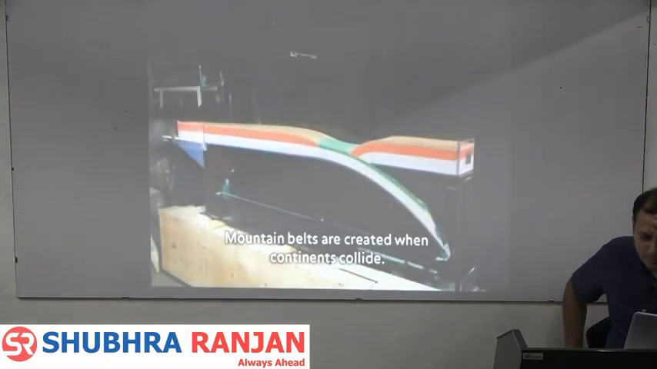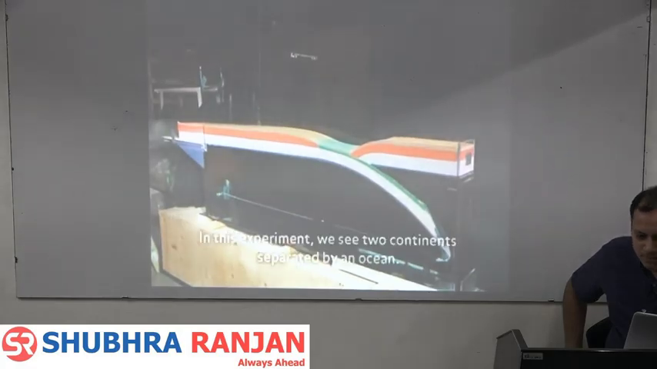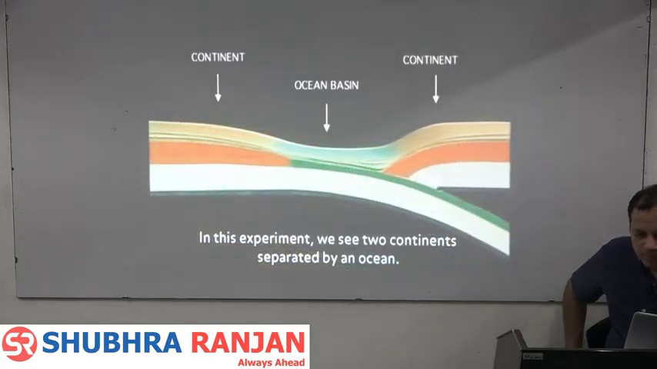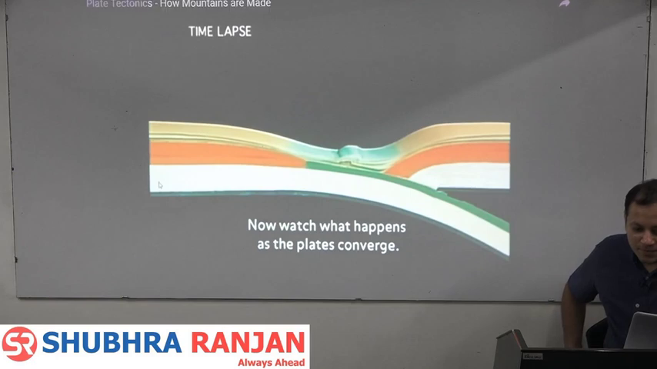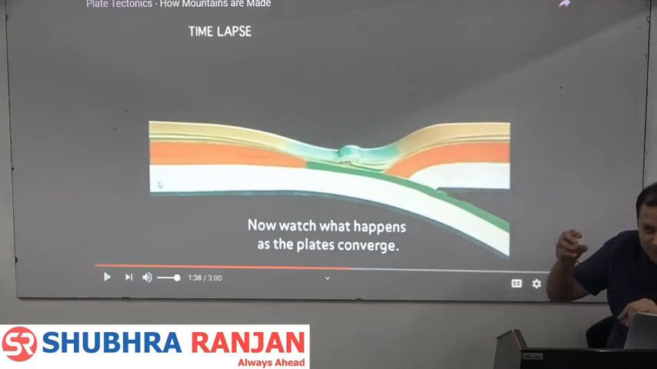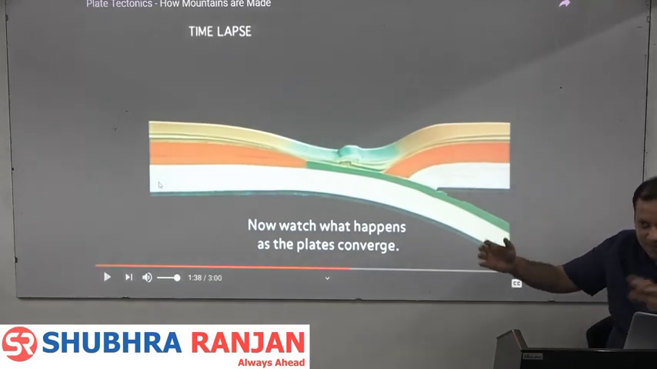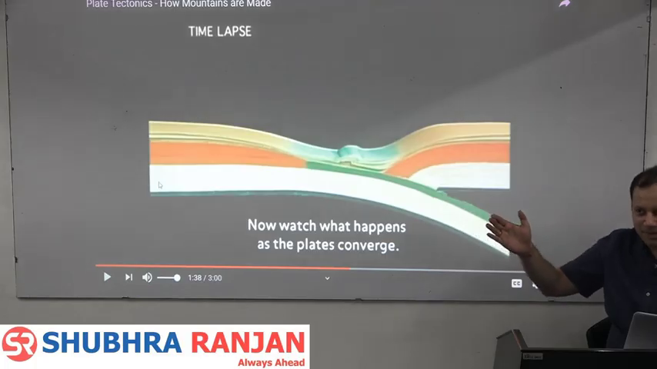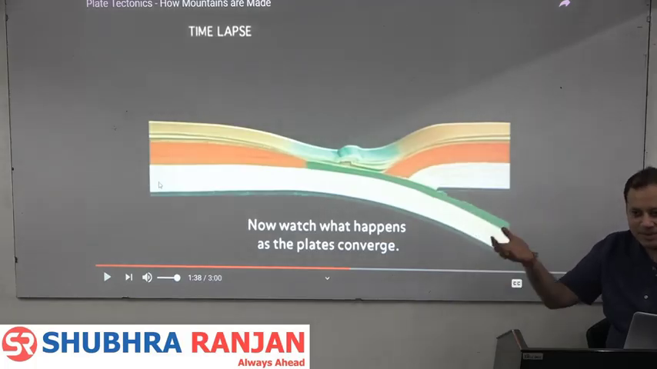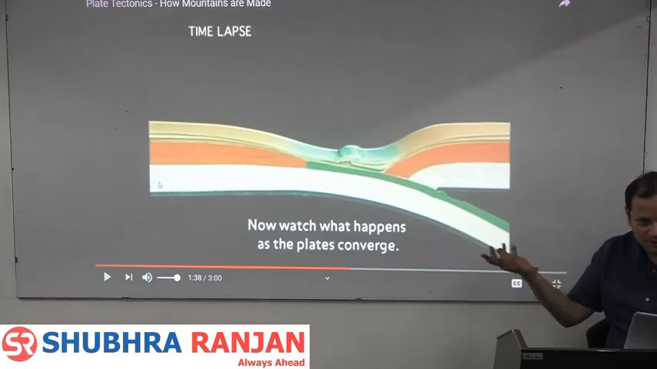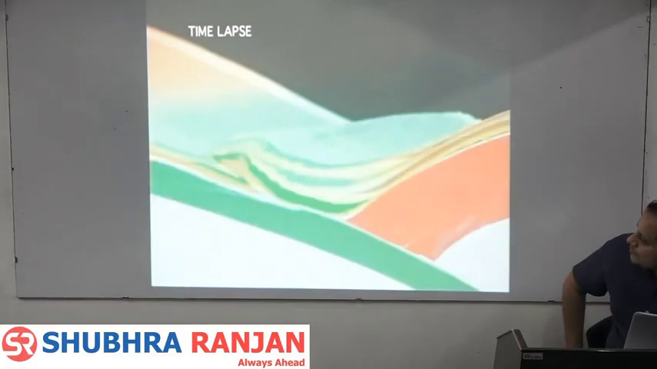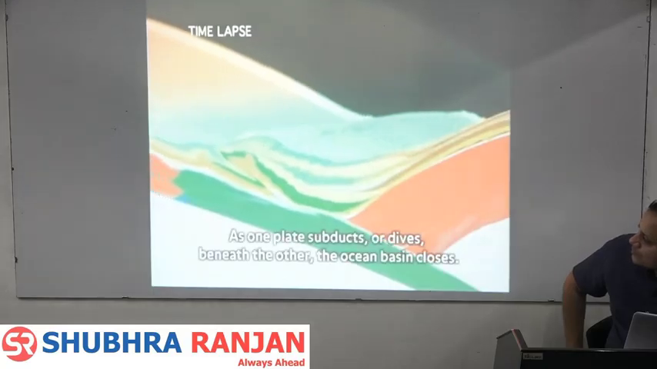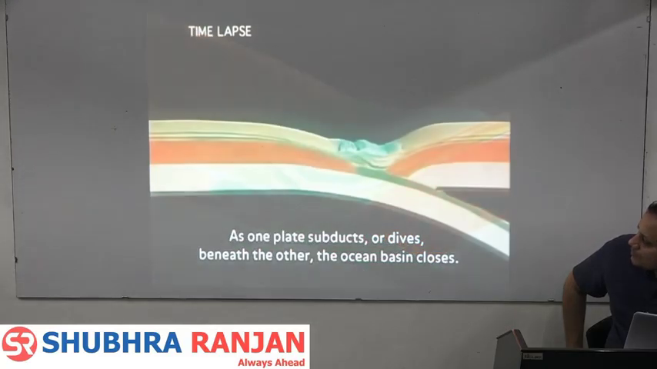Mountain belts are created when continents collide. In this experiment, we see two continents separated by an ocean. Now watch what happens as the sand is pushed, and the sand slowly goes down. So what is happening? They are coming near each other. Sedimentation, subsidence, and then orogenesis. Plates converge. As one plate subducts or dives beneath the other, the ocean basin closes.